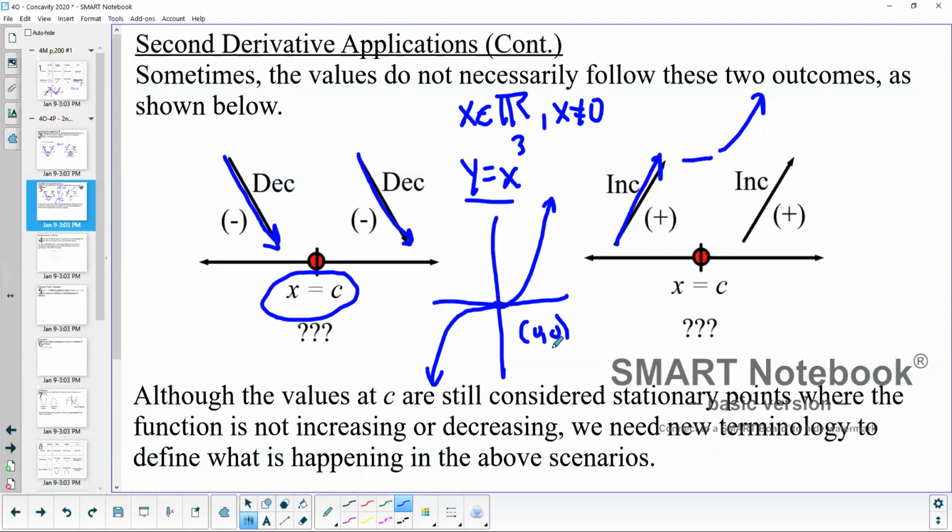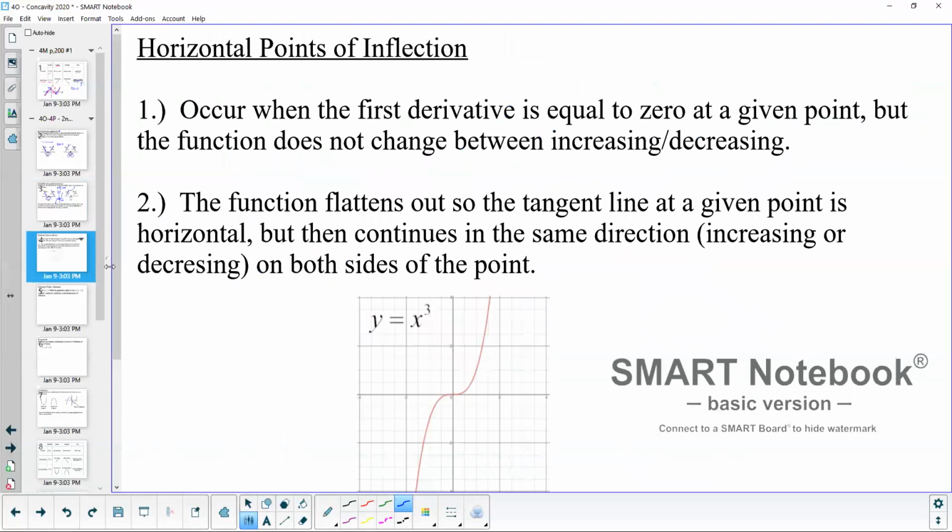Well, we need something new. We need some other type of analysis to tell us what exactly is going on at this value x equals 0, or any other value on a function where you have decrease, flatten, decrease, or increase, flatten out, increase. And so we actually call these horizontal points of inflection.